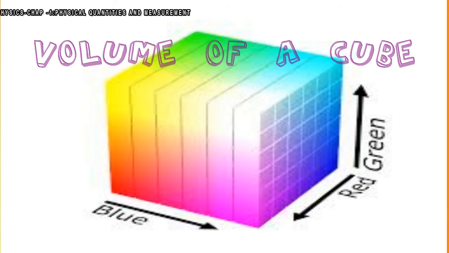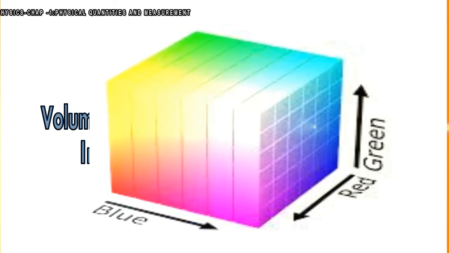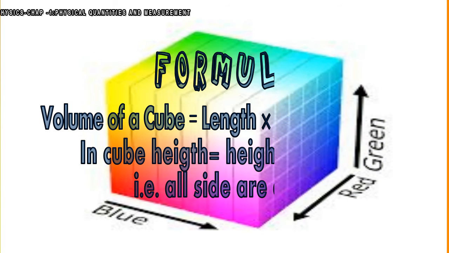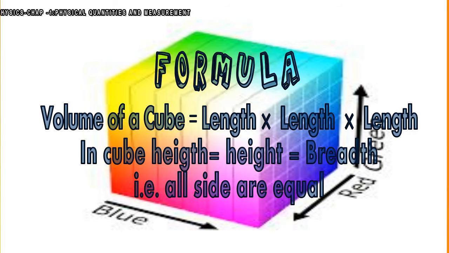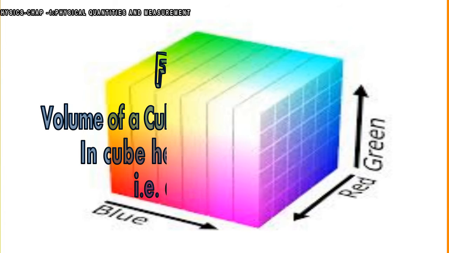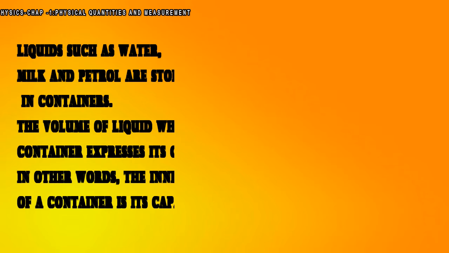Volume of a cube. Now, as we know, a cube has all sides equal. So, the formula to calculate the volume of a cube is length multiplied by length multiplied by length. Now, let us see how to find out the volume of liquids.